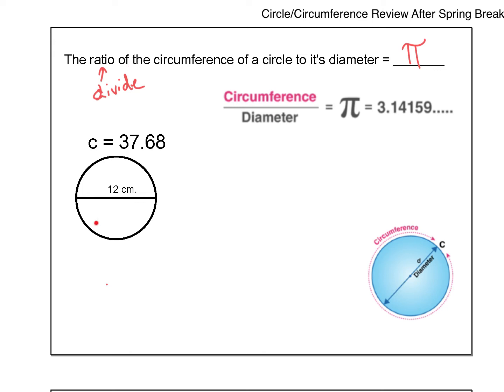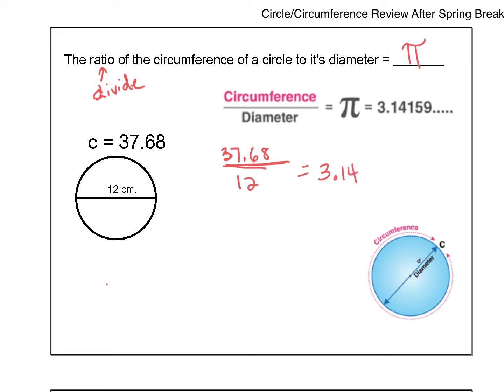So let's just practice that right here. So we take our circumference, we divide it by the diameter, and we should get 3.14 continuing. So let's give that a whirl. So we have circumference, 37.68 divided by 12. So let's try that out on our calculators. 37.68 divided by 12, and look at that. When I type that into my calculator, I get exactly 3.14.